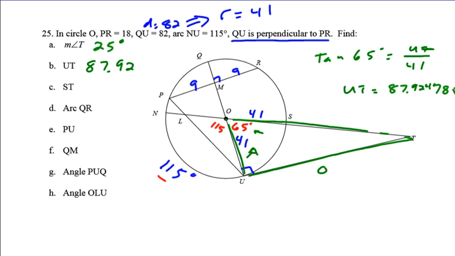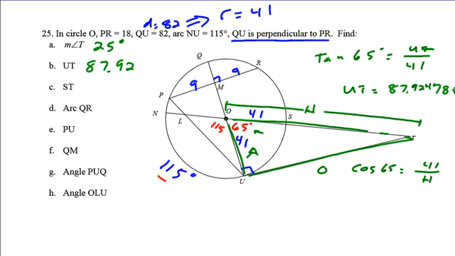To find ST, we just need the third side of this triangle. We can use the Pythagorean theorem with UT if we're feeling confident about that, or we could just do some more trig. This is now the hypotenuse, and by hypotenuse I mean all the way across, and then we will subtract 41 from that. So we're going to use now the adjacent and the hypotenuse, so that is cosine of 65 equals 41 over h.